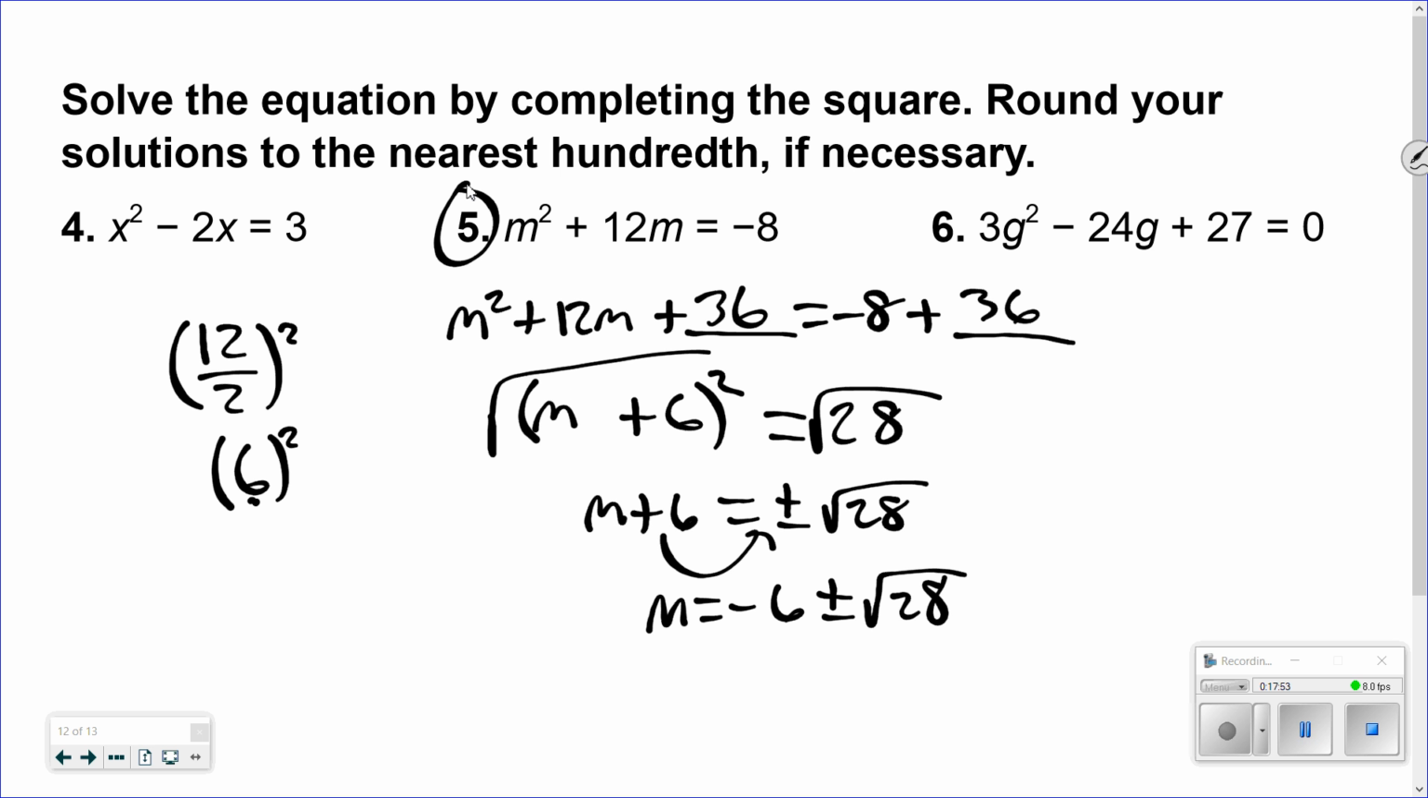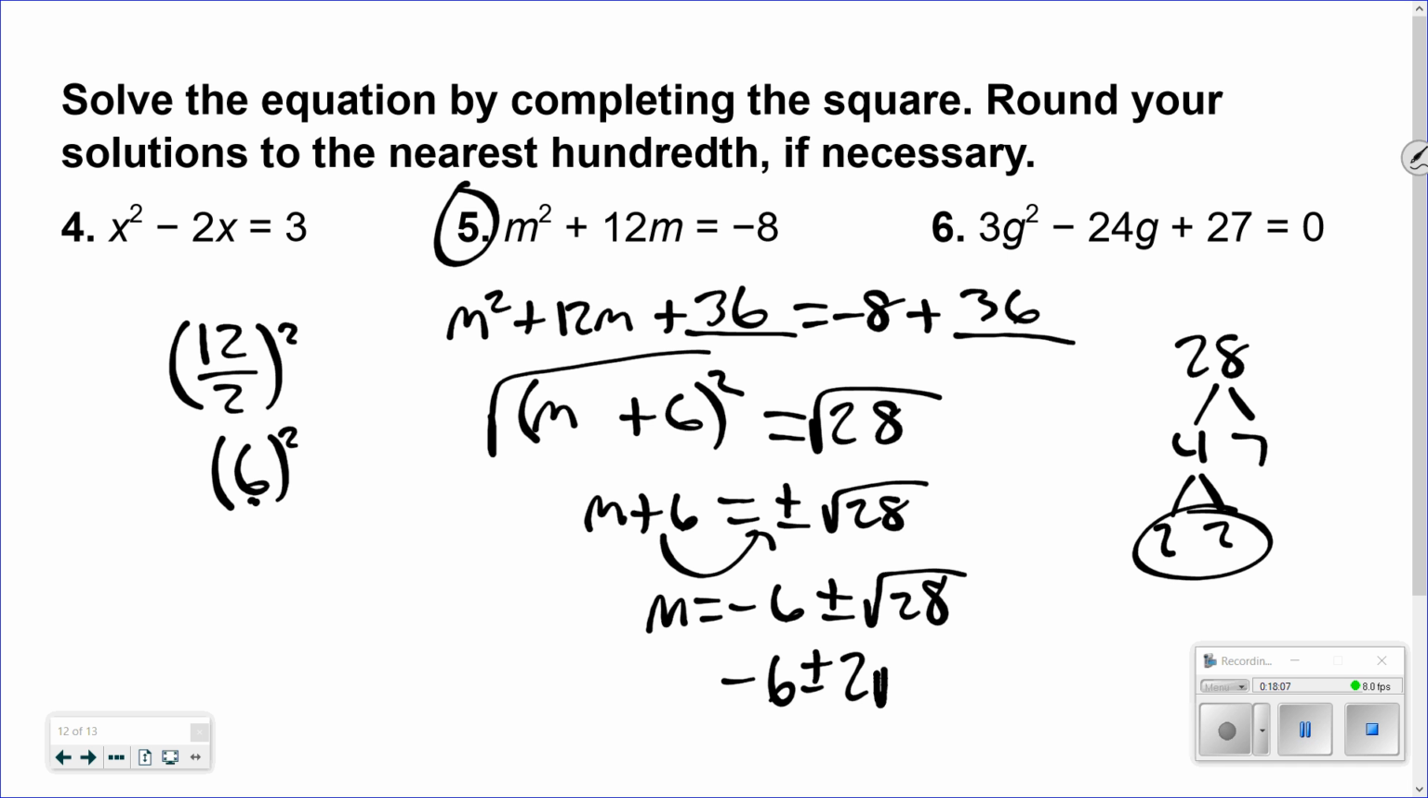Okay, square root of 28. That does not come out evenly, but it does simplify. So let's simplify it down. 28, 4 and 7. 4 is 2 and 2. I've got a pair of 2's. So it ends up being negative 6 plus or minus 2 square root of 7.